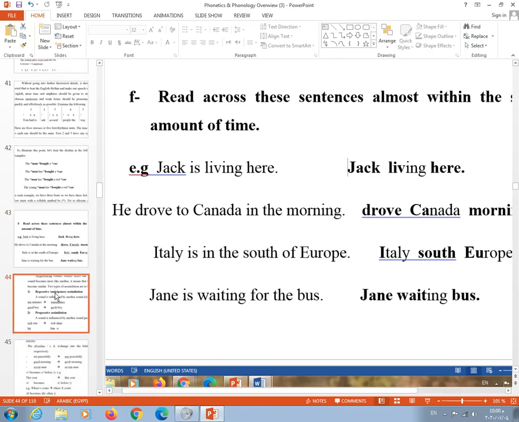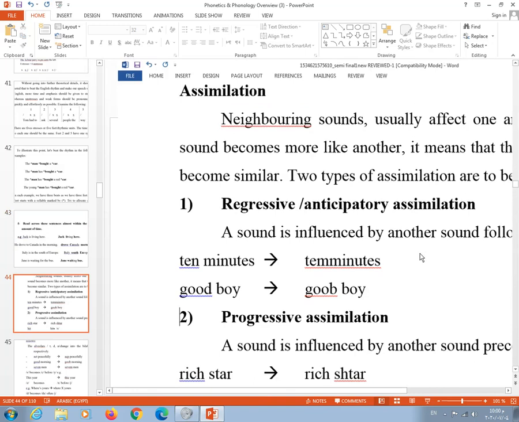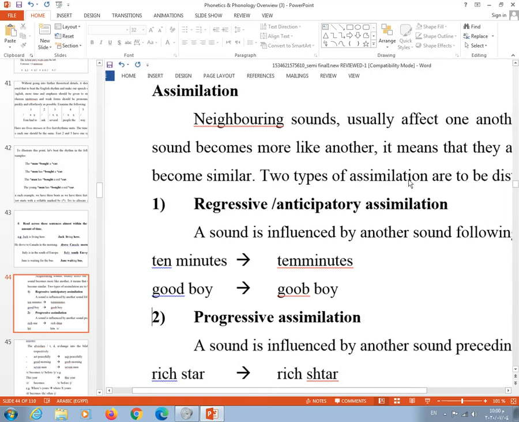Very nice one. And let's move to another aspect of connected speech, and this is assimilation. Assimilation has to do, as the term suggests, with how neighboring sounds behave. They affect each other and they become more like one another. And this is what we mean by assimilation. We have two types of assimilation. One is regressive, anticipatory assimilation, and the second is progressive. In regressive assimilation, a sound is influenced by another sound following it.